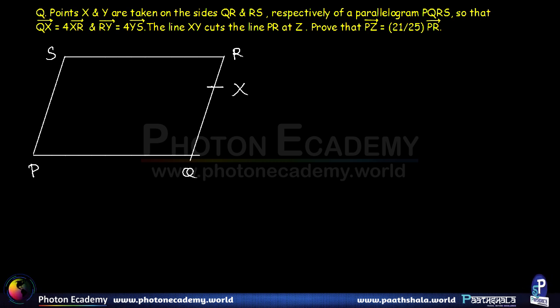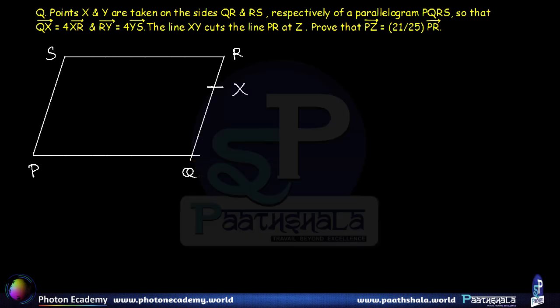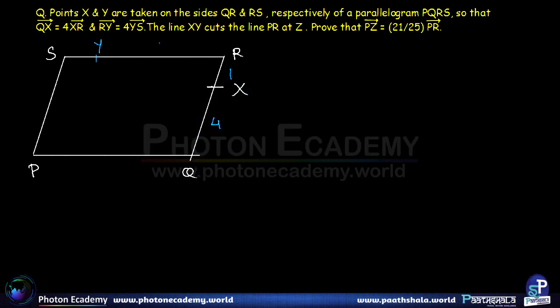This will be point X and the ratio is 4:1. And Y lies on RS such that RY is equal to 4RS. So this will be point Y and the ratio is 4:1 like this. Now let's join PR and XY, and they have said that the intersection of these two lines is Z.